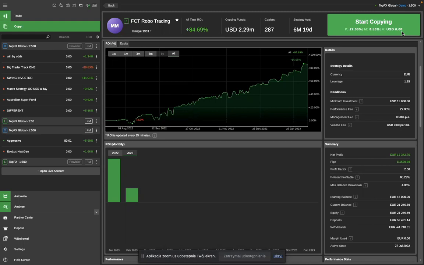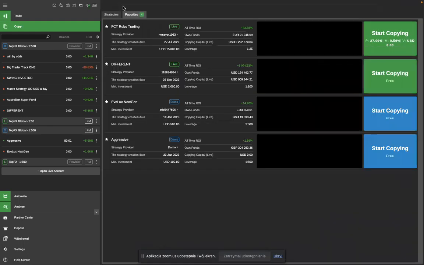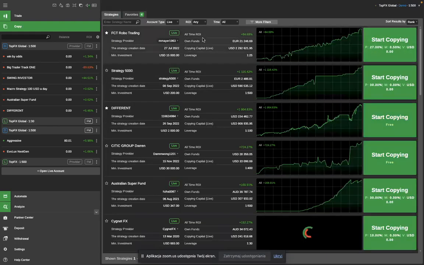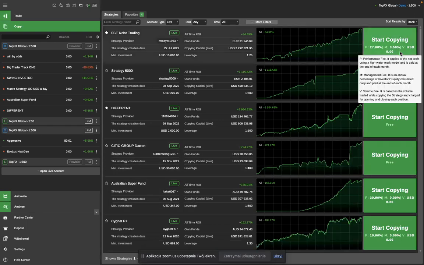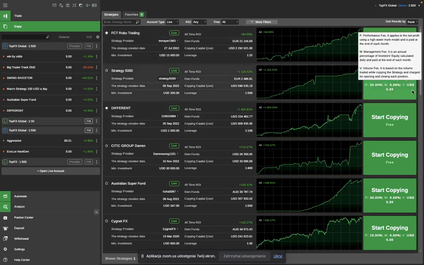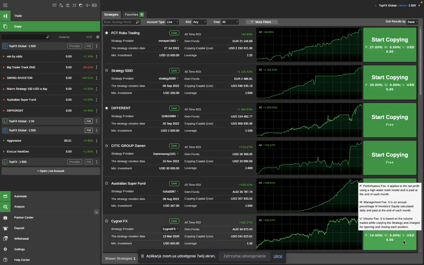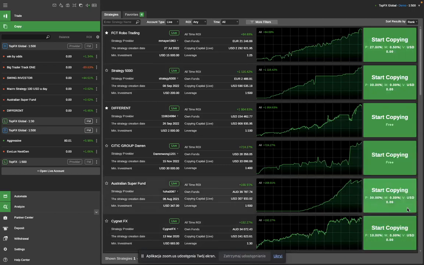This applies to this kind of signal provider, and plenty of other signal providers. If you take a look at the strategies, it doesn't matter how you sort them. What's important is that the account type must be live, so only live accounts. As you can see here, very often the strategy providers don't actually care about the volume fee. This is 0, this one is 0, this one is free, performance 10%. Management 0, performance 30%, volume 0.